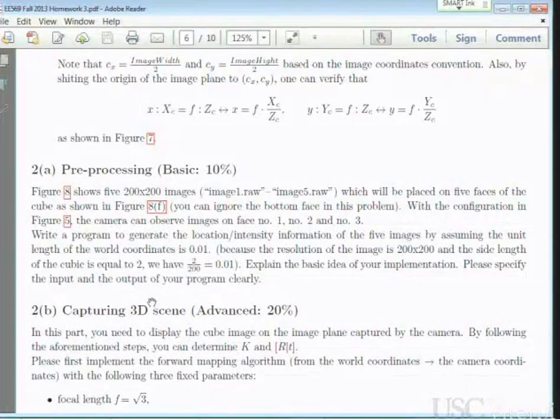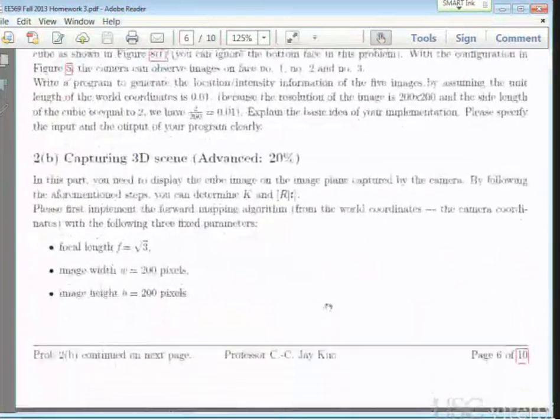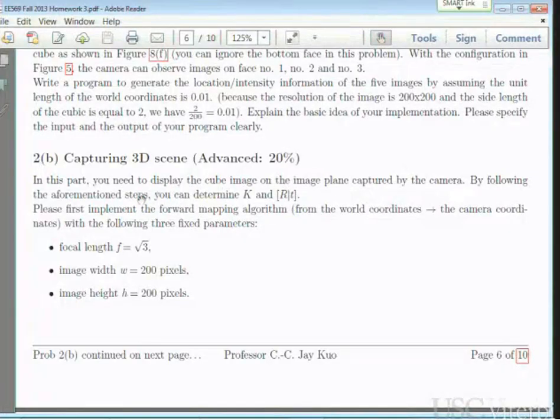Okay, so outside the 5 surfaces, then it may be in the air, right? In the interior region or exterior region, then you say not defined. Okay, so then I can check whether you really do the job or not. That's about pre-processing.